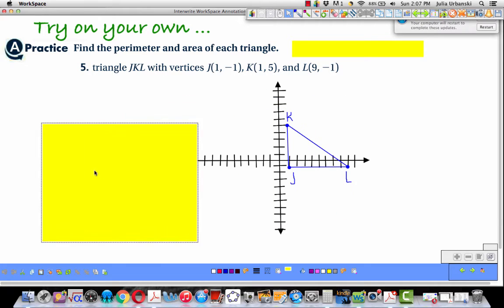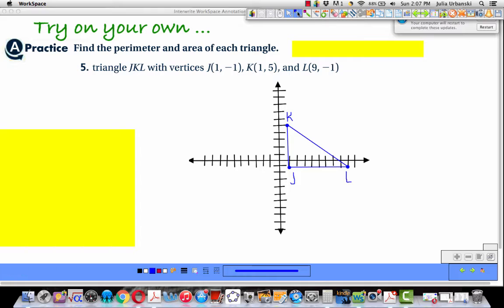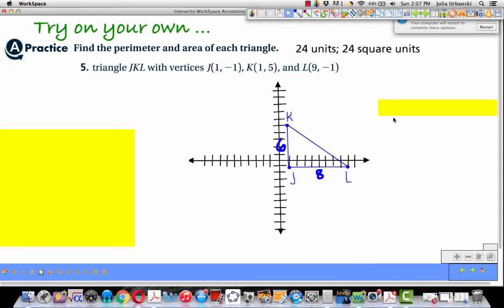So number 5, if you made your graph, it looks like this. And this graph would be 1, 2, 3, 4, 5, 6, 7, 8. And this one would be 1, 2, 3, 4, 5, 6. Check again. 1, 2, 3, 4, 5, 6. And your answers should have been 24 and 24 units squared.